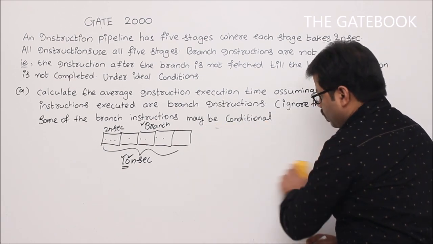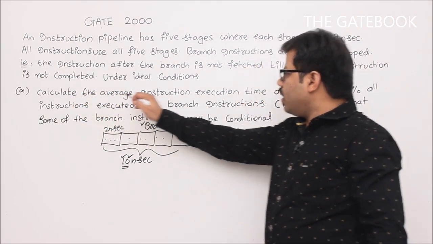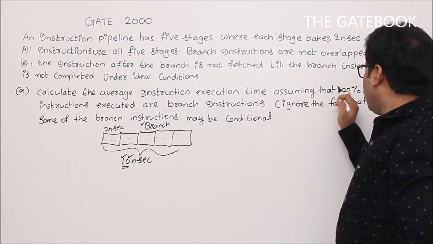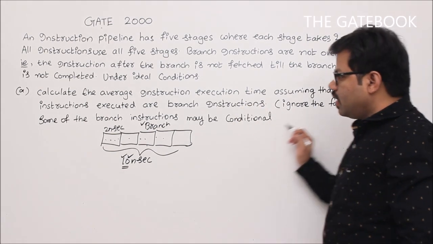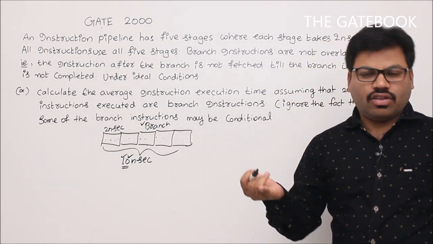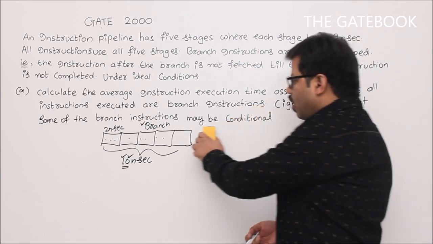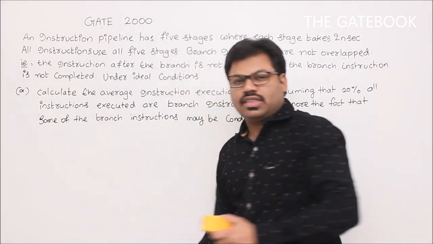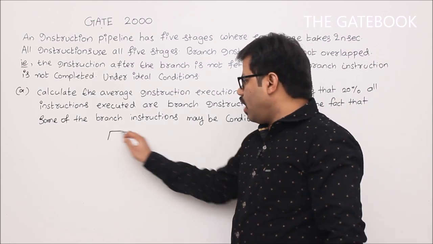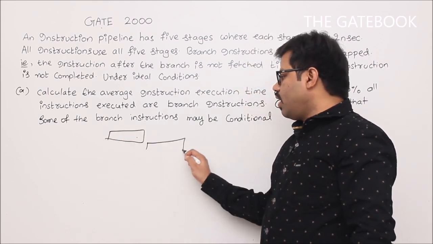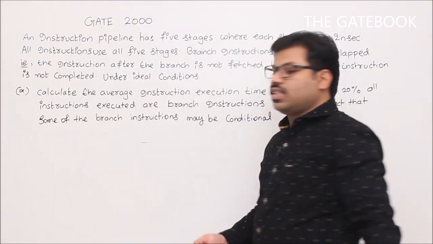Now we'll see the formula to calculate. We'll see this question: calculate the average instruction execution time assuming that 20% of all instructions executed are branch instructions. Ignore the fact that some of the branch instructions may be conditional. Okay, we'll ignore that. There is a condition, not a problem. However, whatever the branch instruction may be, we will not be fetching the next instruction immediately. Whenever you have a branch instruction, only after completing it do we fetch the next instruction. If that is the case, then what is the average instruction execution time?